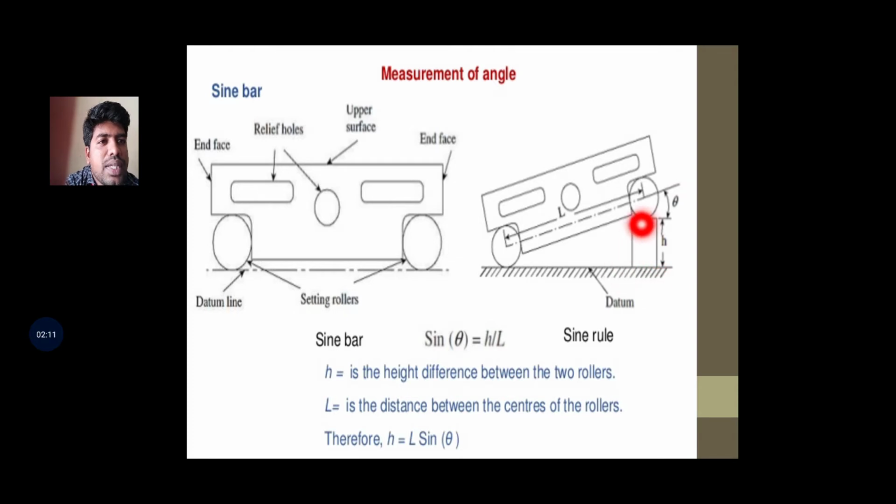The workpiece will be considered as the height, and the angle will be considered on the central axis of the roller. Due to the length of the sine bar, we calculate theta. Here h is the height difference between two rollers, and L is the distance between the centers of the rollers. Therefore, h equals L sin theta.